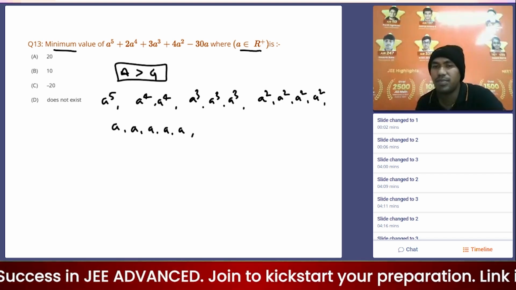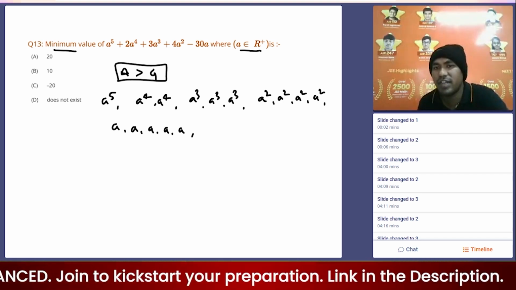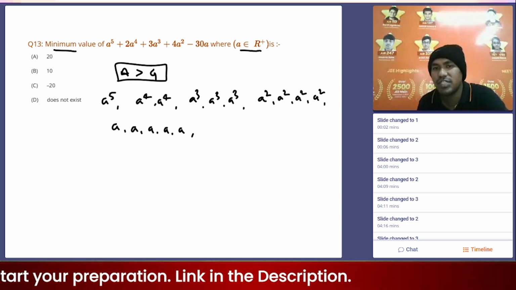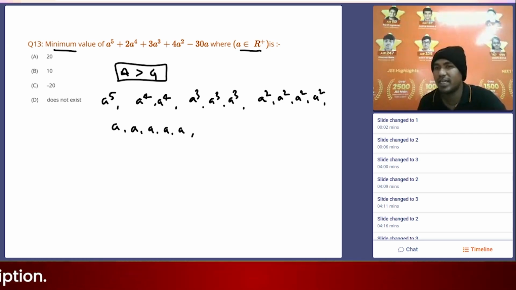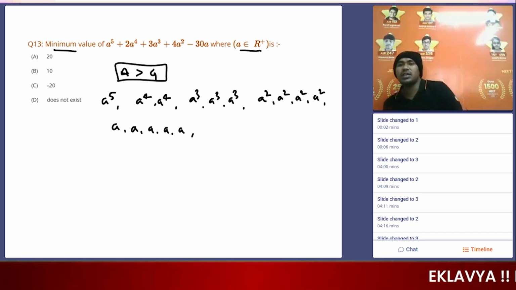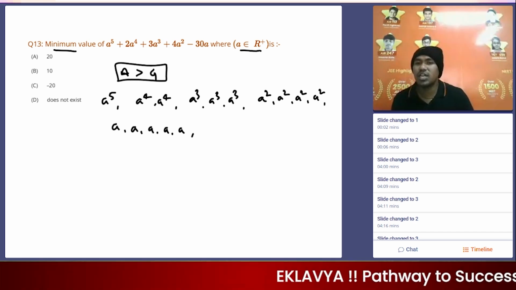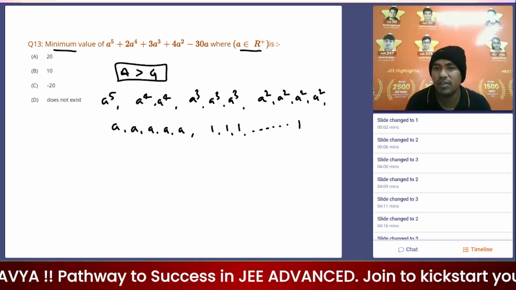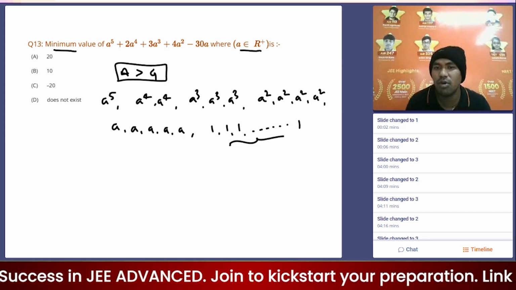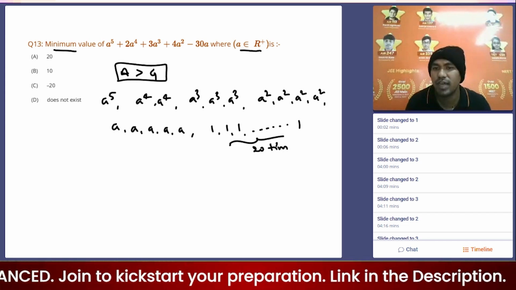And the next one: if I add everything, you see this entire part, 3 plus 3 is 6, 6 plus 4 is 10. So you are getting 10, and here 30 is there. That means how much extra do we need? 20 more we need, right? So I am taking 1, and so on, 1, 20 times.